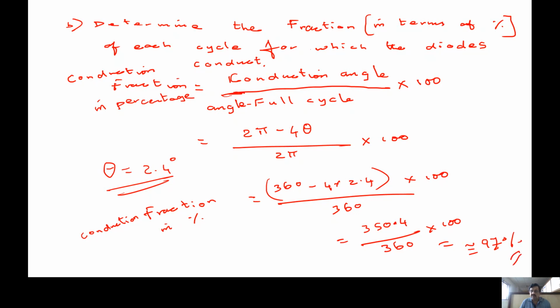So which means I will have the output almost close to, because maximum is 100%. So only for 9.6 degrees out of the entire one cycle, we do not have any conduction happening. Okay, so that is the question number B. What about the question number C?